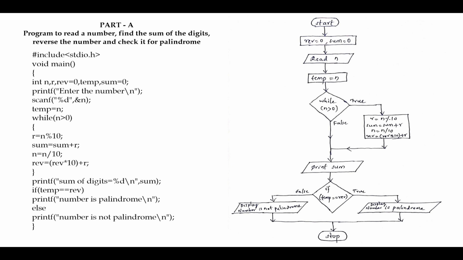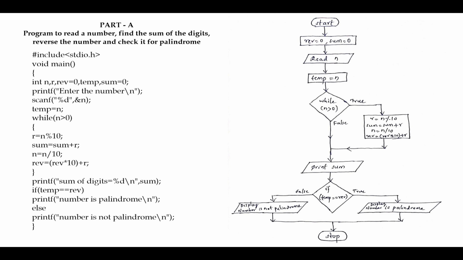Okay, in the program we have initialized rev is equal to 0 and sum is equal to 0. Those are initialization, and before that we are going to start the flowchart using the start oval symbol, and then for initialization we have taken a rectangle, and then we are reading the number. For reading and printing we need to take the parallelogram, and we are assigning temp is equal to n. For that we have taken a rectangle, and then to check the loop we have a condition, that is the rhombus symbol.